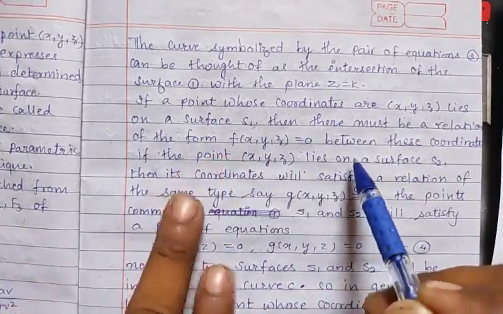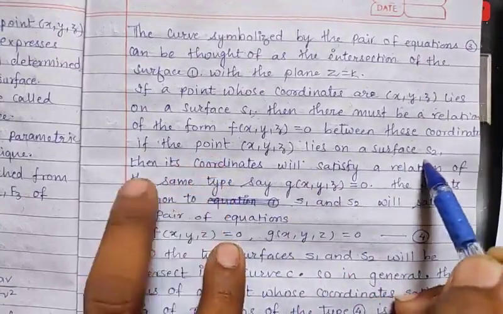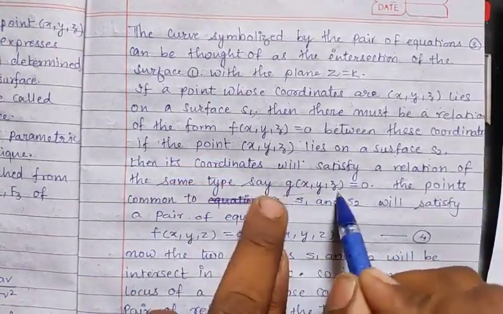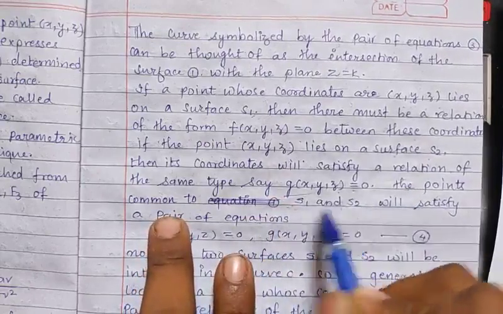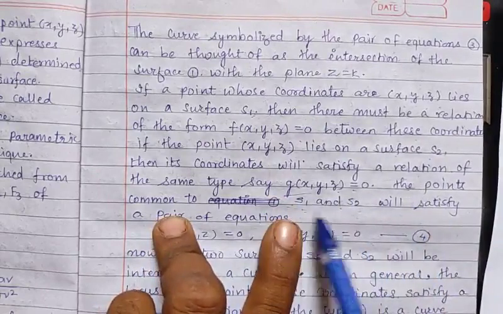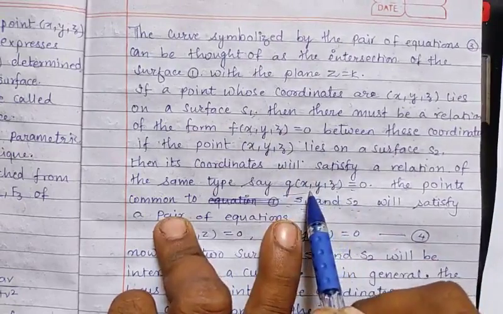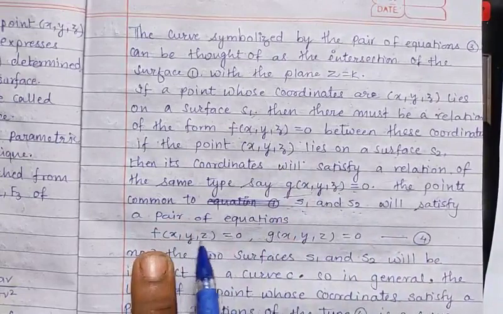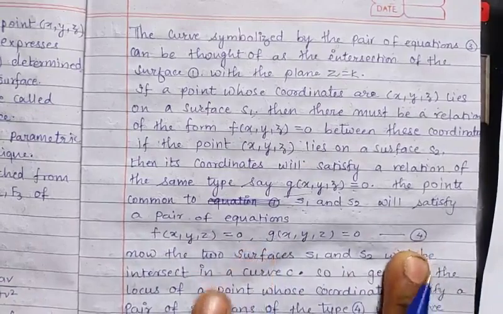Between these coordinates, if the point x, y, z lies on the same surface S2, then its coordinate will satisfy a relation. Say, take another relation, j of x, y, z is equal to 0. So the points common to S1 and S2, what do we have? The points common to S1 and S2 means the intersection of the first surface and the second surface. Then they will satisfy a pair of equations: first equation f of x, y, z is equal to 0 and j of x, y, z is equal to 0. Call this equation number 4.